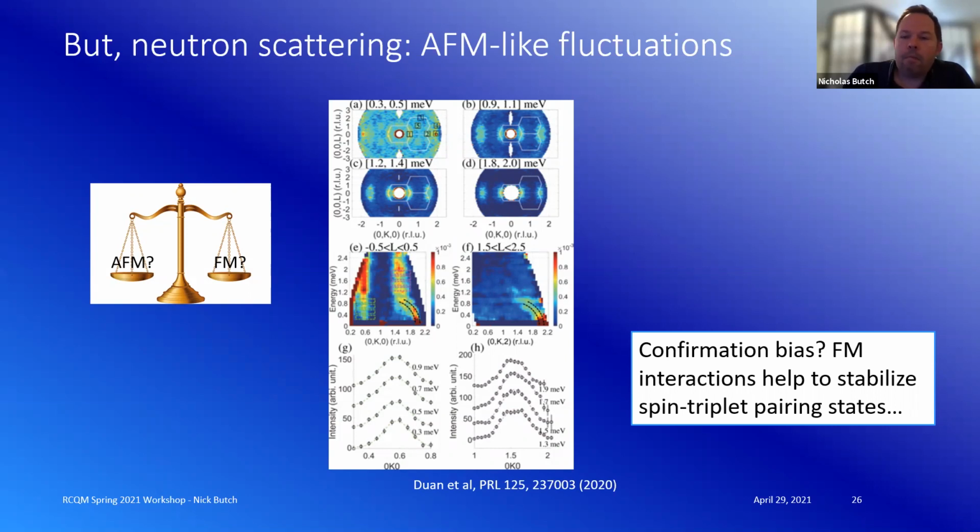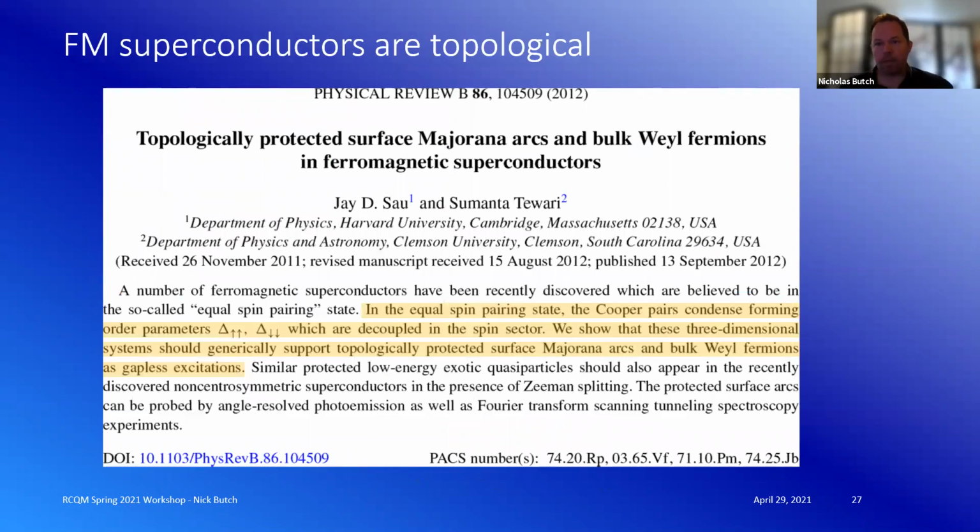And I have this comment about confirmation bias, just trying to stay true to and be honest about this. If I want to talk about spin triplet superconductivity, my tendency is to go toward ferromagnetic interactions because they are associated with spin triplet pairing states. And in fact, you can make some generic statements about ferromagnetic superconductors and topology. This is coming from a paper by Sau and Tewari. I'll read it to you basically, three-dimensional.